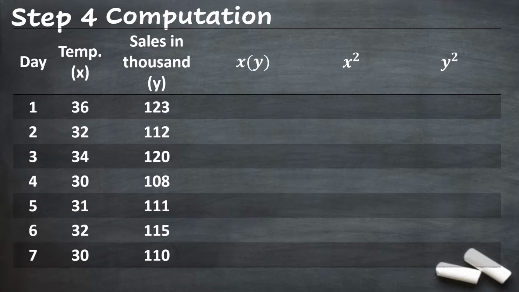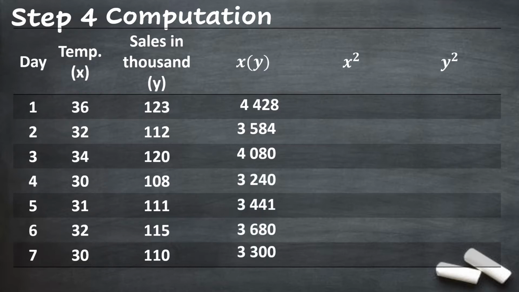Let us first compute for the values in the x times y column. All we have to do is multiply each pair of numbers. We multiply 36 times 123 and the answer is 4,428. Next, we multiply 32 and 112 and the answer is 3,584. Next, you multiply 34 times 120 and the answer is 4,080. And multiplying the numerical values in the x column by the numerical values in the y column, this will be the product for the remaining numbers.